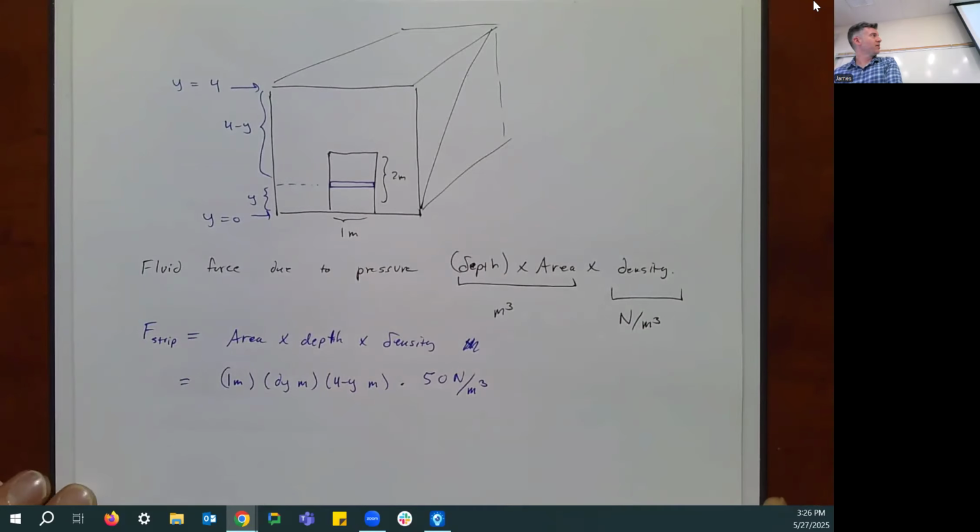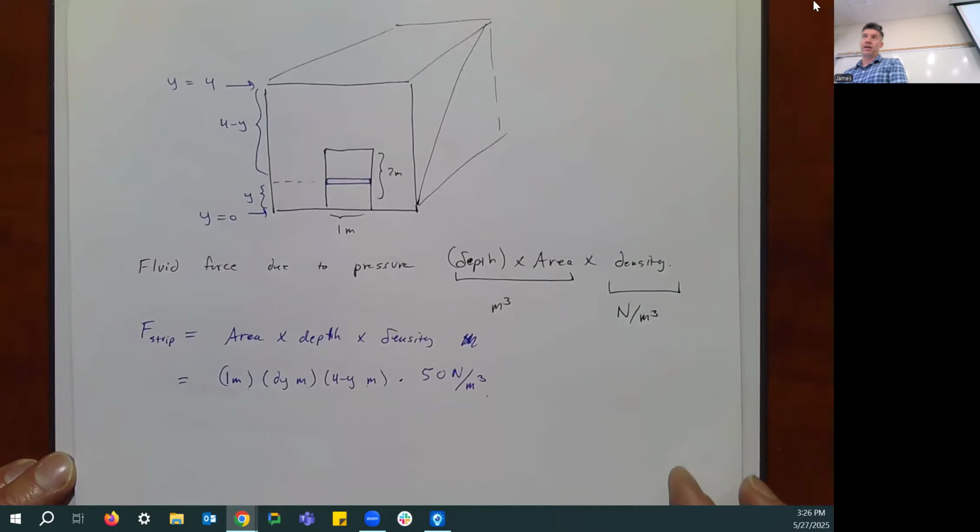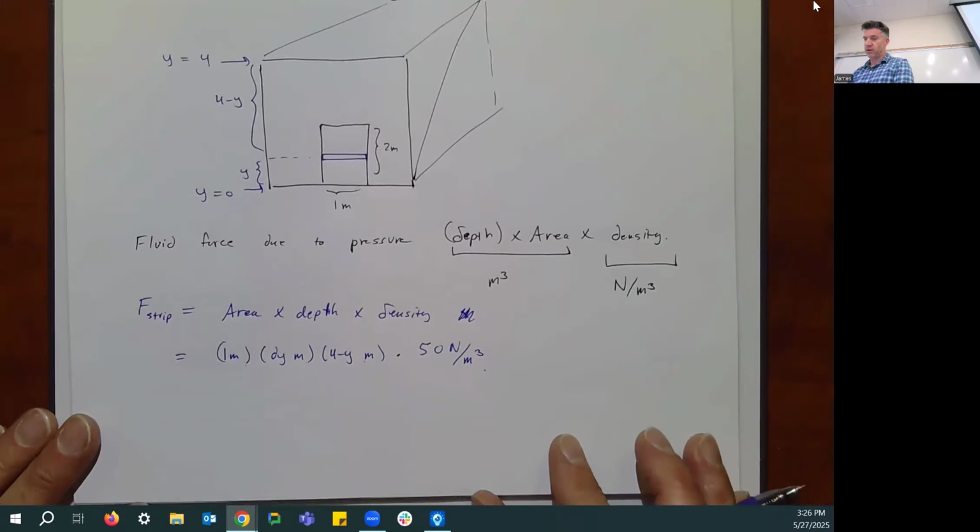Just to emphasize, I wouldn't probably write this if I was taking the test, but I'm really just trying to emphasize here that my units work. My meters times meters times meters cancels out my meters cubed, and I'm going to get newtons as my final unit of measurement.